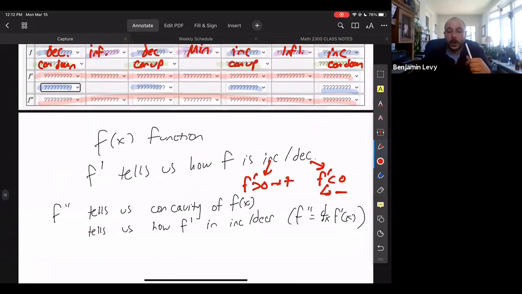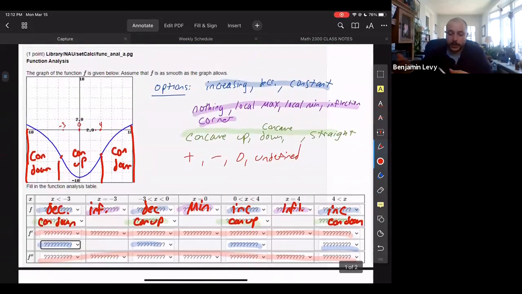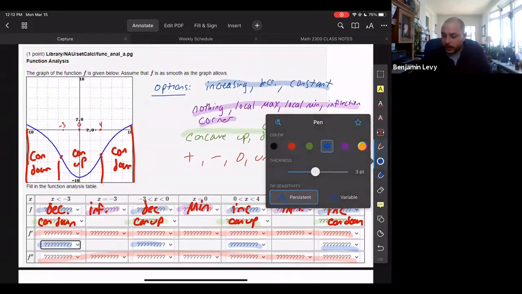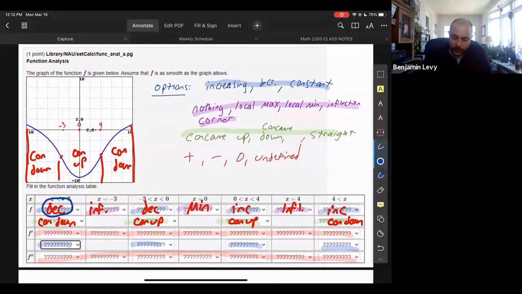And so we already know about increasing, decreasing, so that tells us the answer to the next one. In other words, this decreasing tells us that the first derivative is negative. This decreasing tells us the first derivative is negative. This increasing tells us the first derivative is positive. This increasing tells us the first derivative is positive.